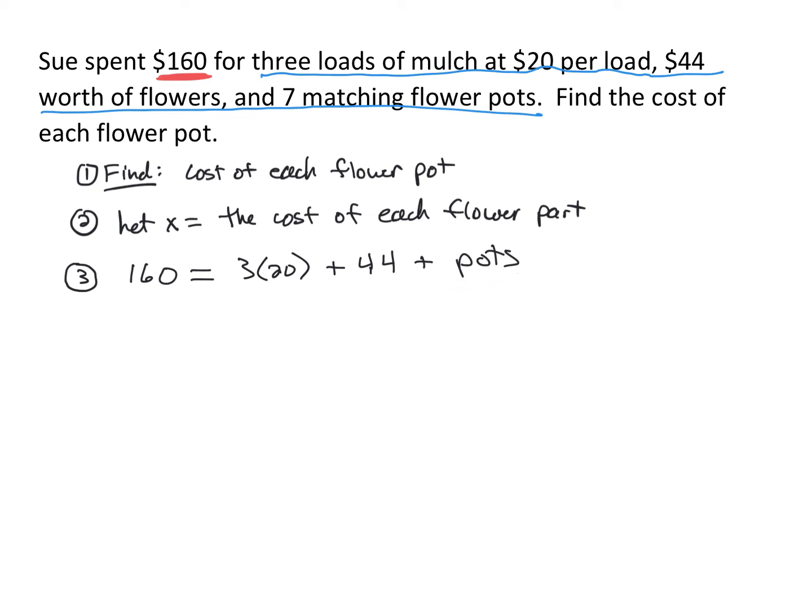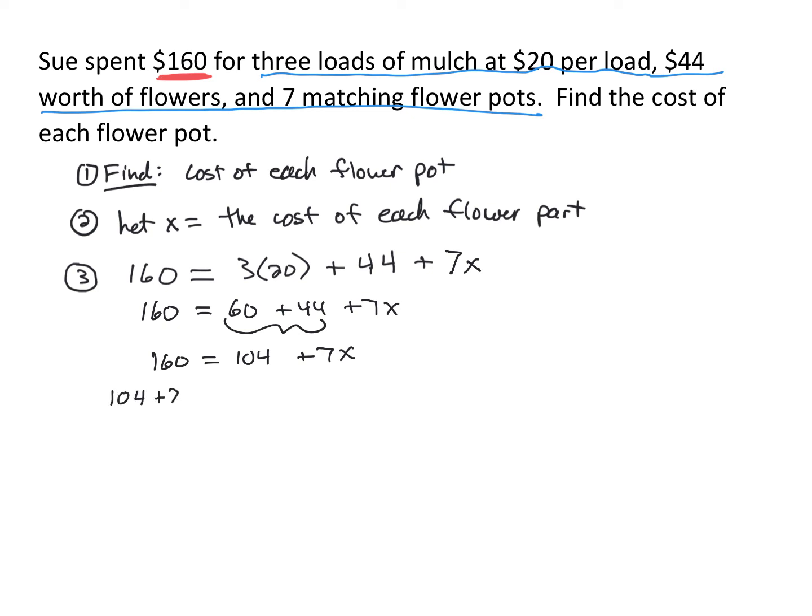Now I'm going to erase that because we know that there are 7 pots. So if I take 7 times the cost of each pot, that will be the total cost of the flower pots. So there's my equation. All we need to do is solve it. I have 160 equals 60 plus 44 plus 7x. I'm going to add these two numbers together and get 104. And I like to put the left side with the variable, so I'm going to swap the sides.